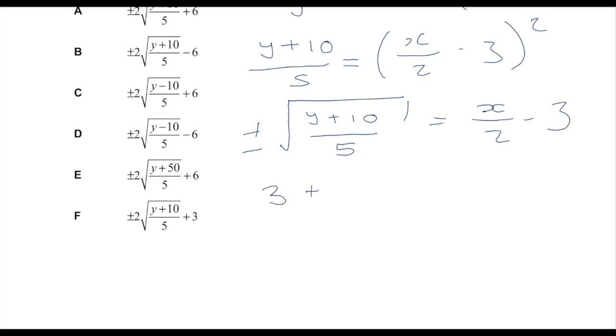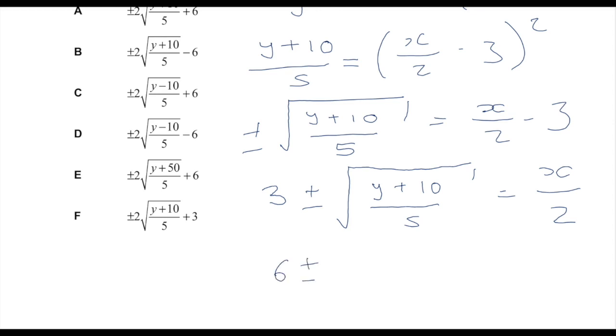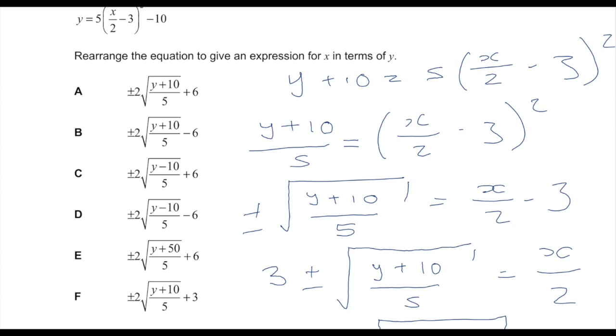3 plus or minus square root of y plus 10 over 5 is equal to x over 2. And then I'm going to multiply both sides by 2. That goes 2 times 3, which is 6, plus or minus 2 square root of y plus 10 over 5 is equal to x, and that means the answer is A. That is question 24 completed.